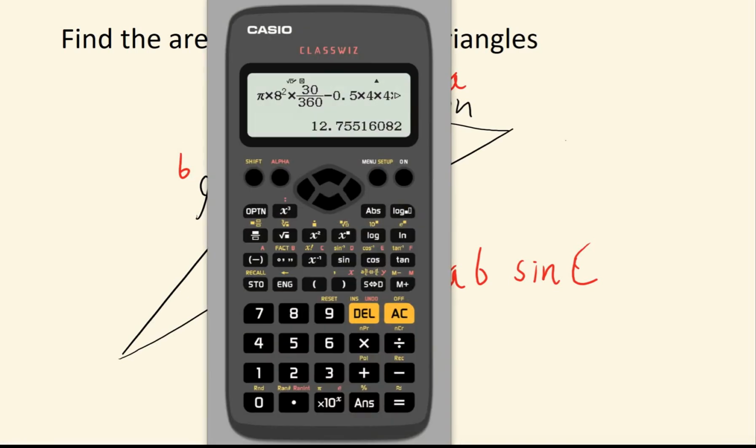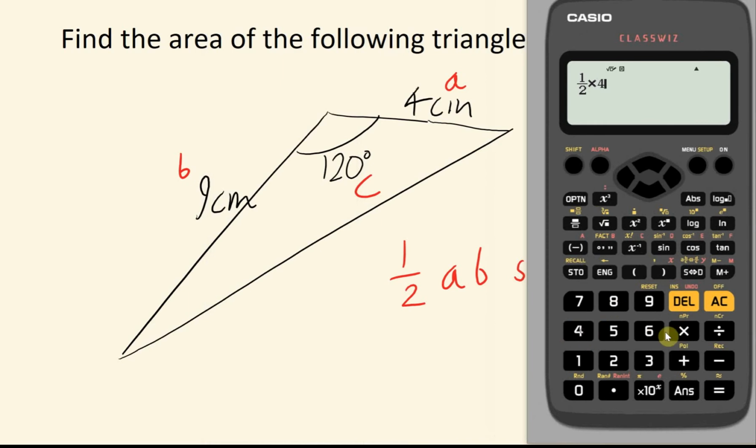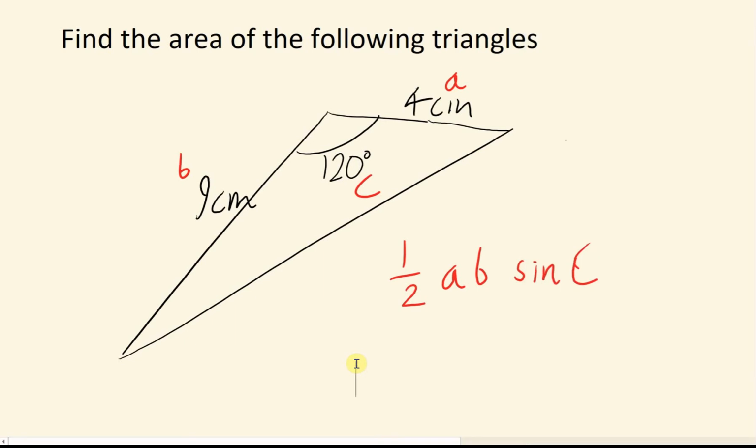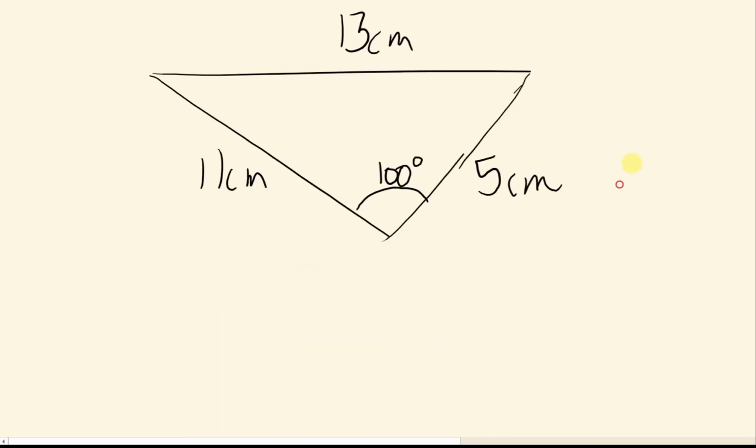We just put it straight into a calculator. 1/2 times A, which in this question is 4, times B, which is 9, times sine of 120. And that gives me 9√3, or as a decimal to three significant figures, that is going to be 15.6. So the area of this triangle is 15.6 centimeters squared. Okay, so all of them just use that single formula.